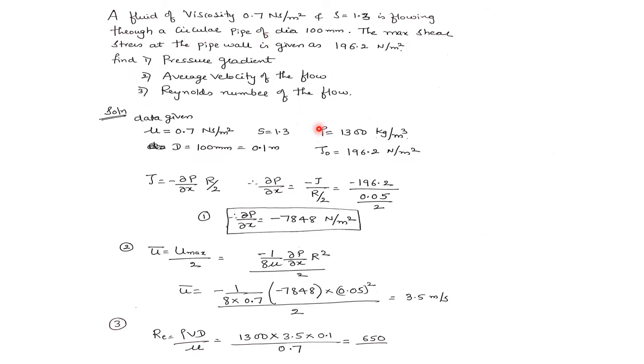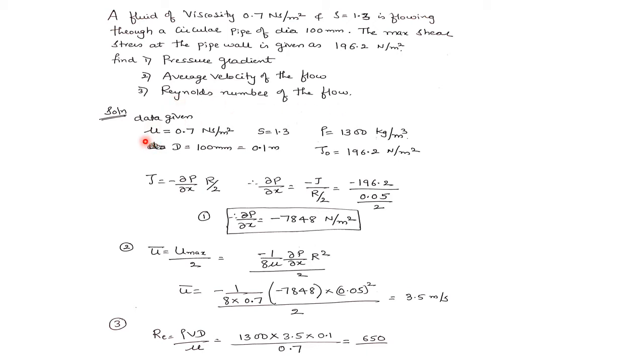So let me read the problem first. A fluid of viscosity 0.7 Newton second per meter square and specific gravity 1.3 is flowing through a circular pipe of diameter 100 mm. The maximum shear stress at the pipe wall is given as 196.2 Newton per meter square. Find the pressure gradient, second, the average velocity of the flow, and third, the Reynolds number of the flow.